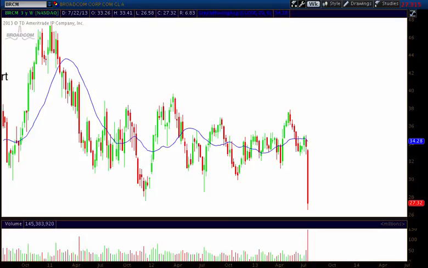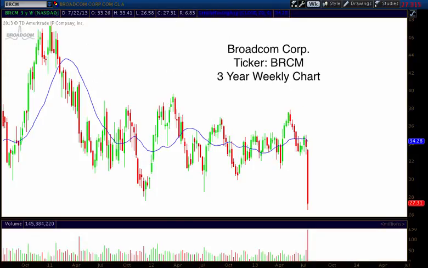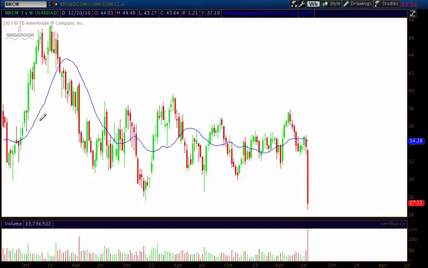Now this is a chart of Broadcom Corp, ticker symbol BRCM. And if you look in the top left-hand corner, this is a 3-year weekly chart. So the blue line here represents a 20-period moving average, and the period for this chart is in weeks, so this is a 20-week moving average. Now again, going back to November and December of 2010 coming into 2011, you can see that the stock moved quite far above the 20-period moving average.